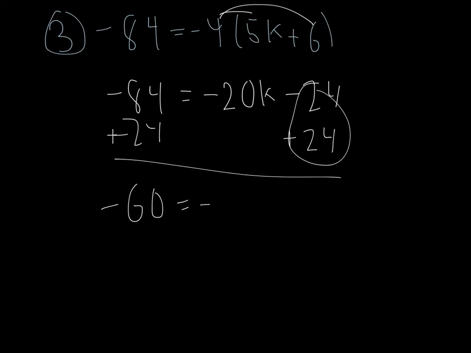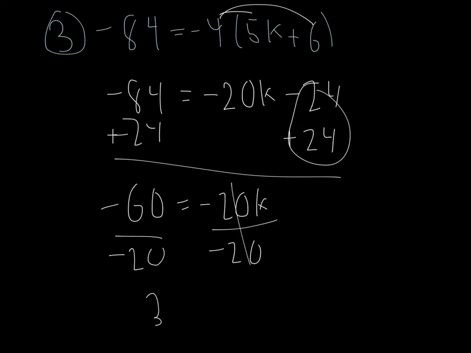Alright, and then we get, this is still negative 20k over here. So now last step would be the opposite of multiplying negative 20 times k, which would be to divide by negative 20. So I do that on both sides. That makes 1, and I get 3 equals k, which you can write in either order, it doesn't matter, but k is equal to 3.